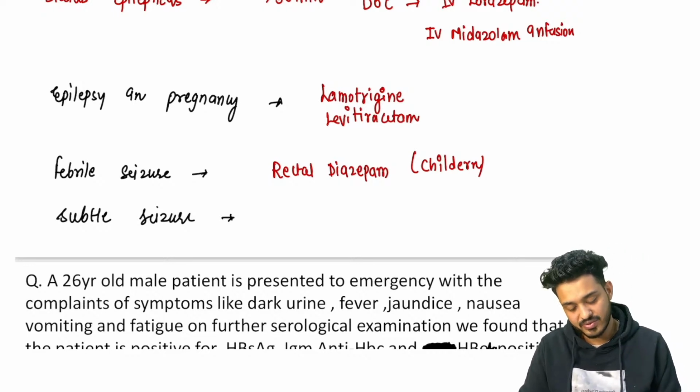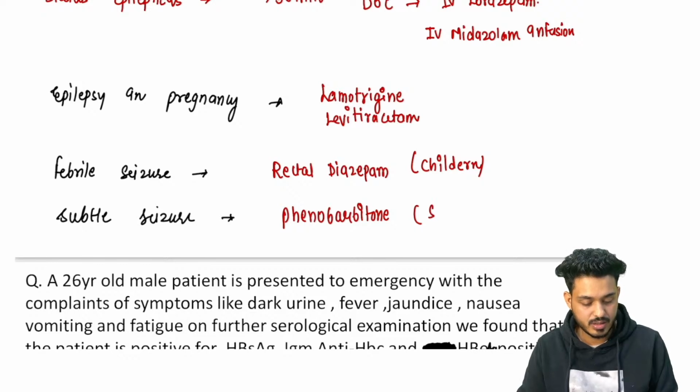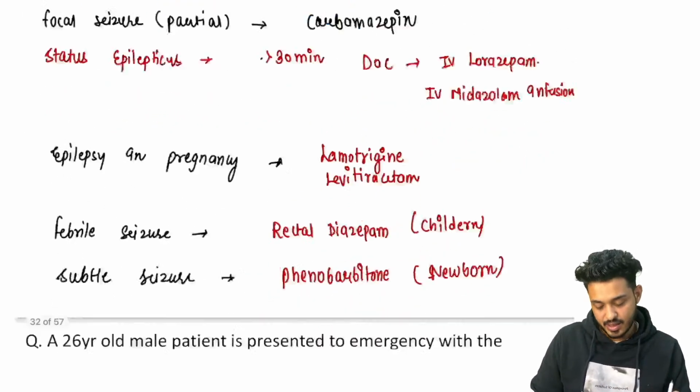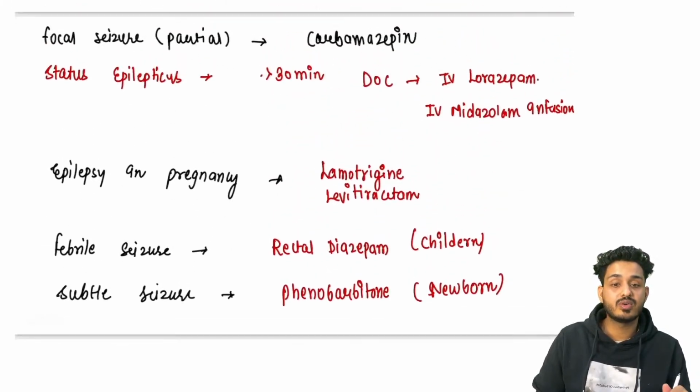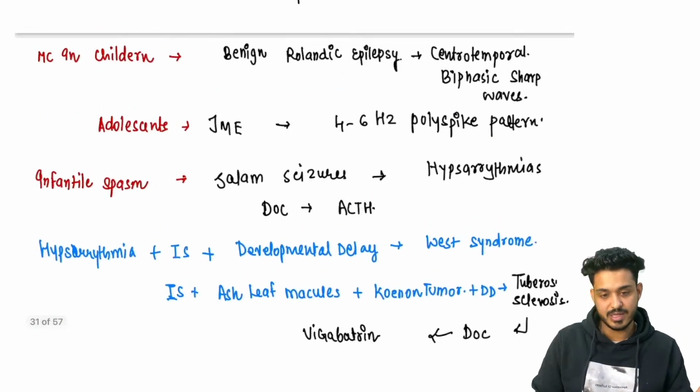Subtle seizure you will be finding in the neonates. It is going to be in the newborn. And what is the drug you would like to use in subtle seizure? That is going to be your phenobarbital. In the cases of newborn, you will be using what? Phenobarbital, for the subtle seizure, right? So this is pretty much what you need to remember about the CNS. I hope you will be able to solve most of the questions from this, right? So we have seen about the ICP, we have seen multiple things, right?